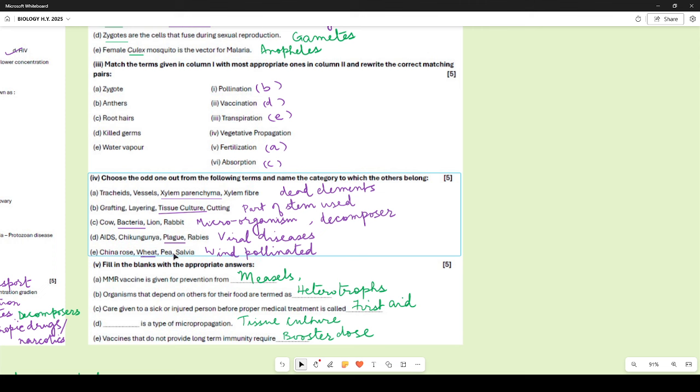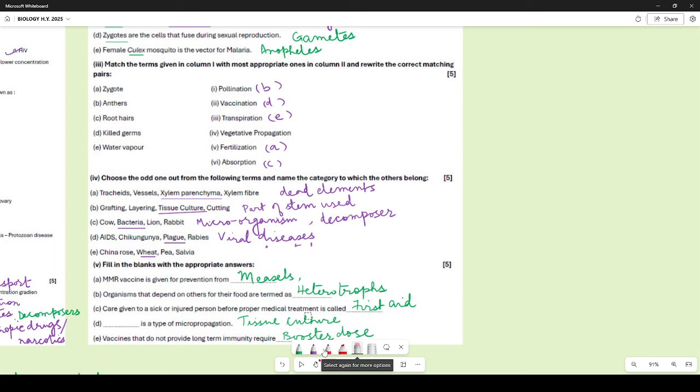China rose, wheat, pea, salvia. Wheat is wind pollinated. China rose, pea, salvia, they are the rest of them. I think it should have been that the others are insect pollinated. So the correct option over here should be, let me erase this, it should be the others you have to mention, right?